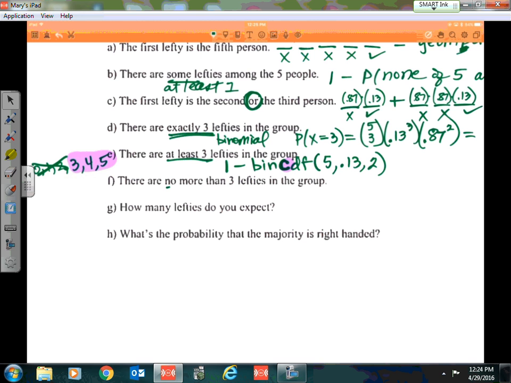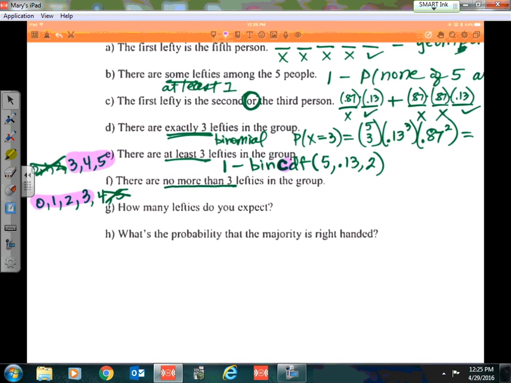F, there are no more than 3 lefties. These ones mess with my head. So no more than, not more than 3. So what does that mean? Okay, so I want 0, 1, 2, 3. So how can my calculator do that for me? Do I need to do 1 minus? No, because I am accumulating from the bottom. So I just do straight up accumulation of binomial CDF of 5, comma, 0.13, up to and including 3.